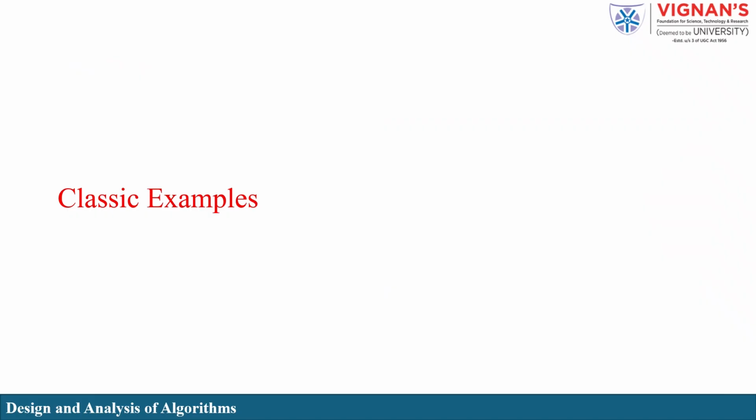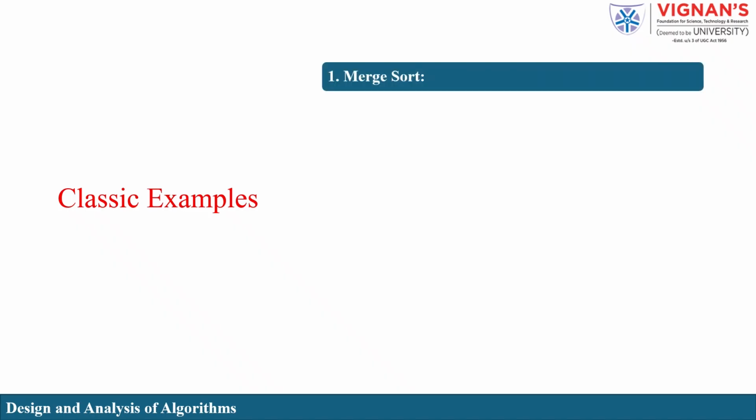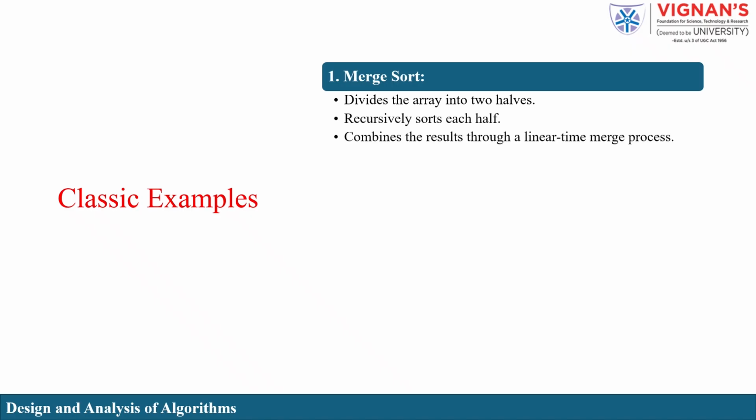Now let's look at some classic examples of algorithms that follow the divide and conquer paradigm. First, merge sort. Merge sort is one of the most well-known examples of this technique. It divides the array into two halves, then recursively sorts each half. Once both halves are sorted, the algorithm combines them using a linear time merge process.